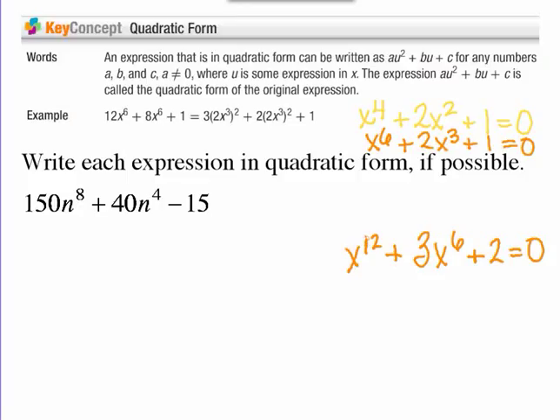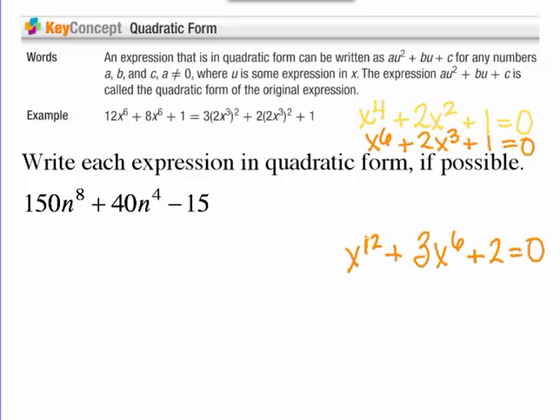So that would be a quadratic. Okay, that is in quadratic form. The highest power is always double the middle power. So is this in quadratic form? Yes or no? Yes. Okay, so we need to write this in quadratic form.